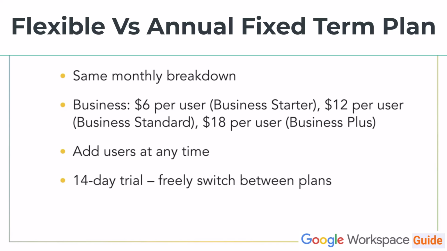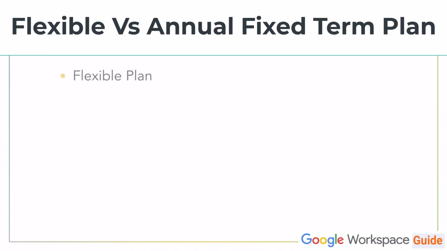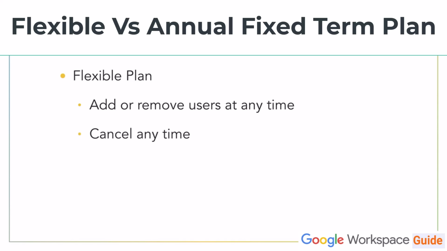As indicated by the name, the flexible plan is designed for organizations with a variable number of users, providing the flexibility to add or remove users at any time and with your monthly cost adjusting accordingly. If you remove a user between the 1st and 15th of the month, you'll only be charged for half the month. Since you're committed to only a month-by-month contract, should you no longer wish to use Workspace, you can cancel at any time without penalty.